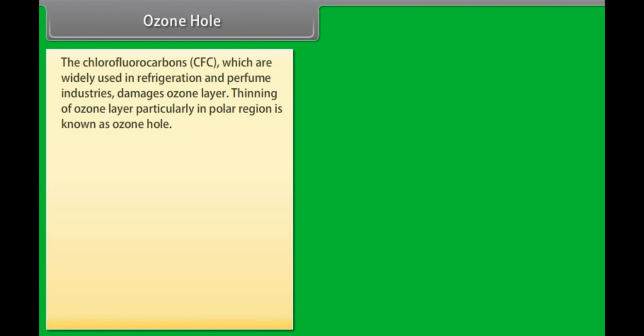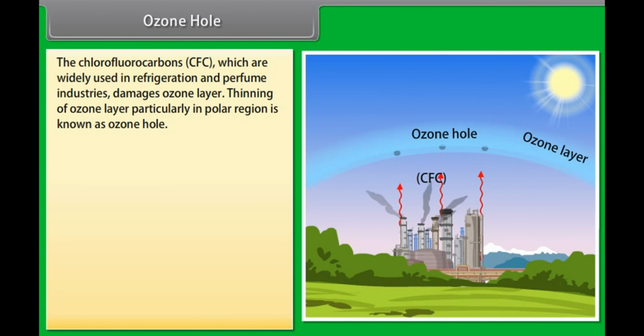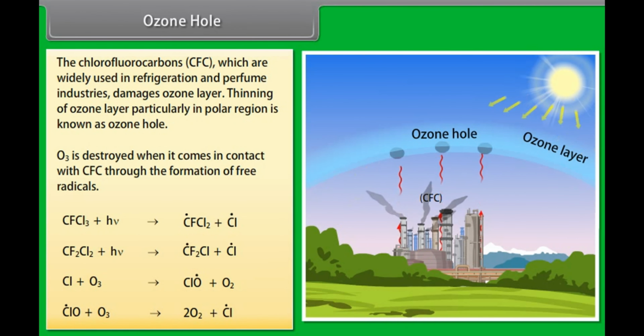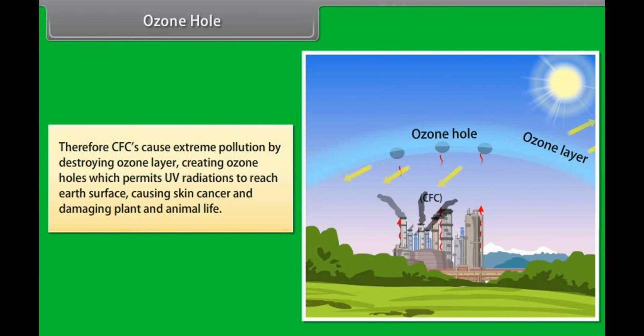Ozone hole. The chlorofluorocarbons, which are widely used in refrigeration and perfume industries, damage the ozone layer. Thinning of the ozone layer, particularly in the polar region, is known as ozone hole. O3 is destroyed when it comes in contact with CFC through the formation of free radicals. Therefore, CFCs cause extreme pollution by destroying the ozone layer, creating ozone holes which permit UV radiation to reach Earth's surface, causing skin cancer and damaging plant and animal life.